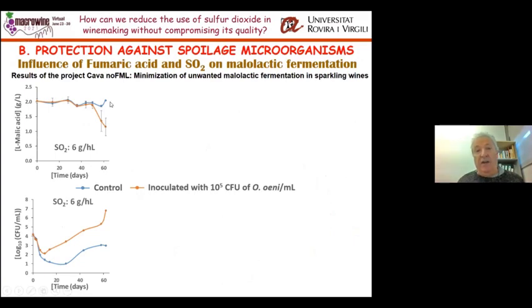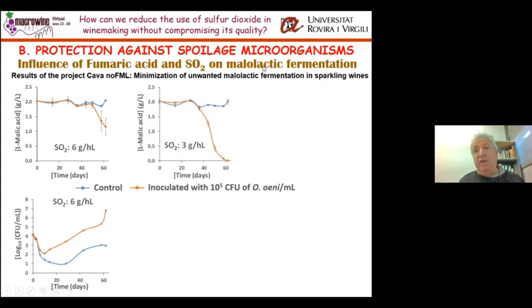This experiment was made with the control wine and also by inoculating 10 to the power of 5 colony forming units of Oenococcus oeni, previously isolated from bottles of sparkling wine that have developed malolactic fermentation. You can see that in the case of 6 grams per hectoliter of sulfites, the control malic acid remains constant, and we can see a small development at the end of the process of some lactic acid bacteria. But in the case of the wine that was inoculated with lactic acid bacteria, it is clear that malolactic fermentation starts.